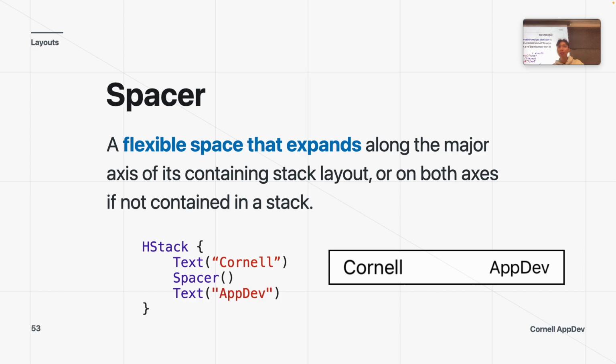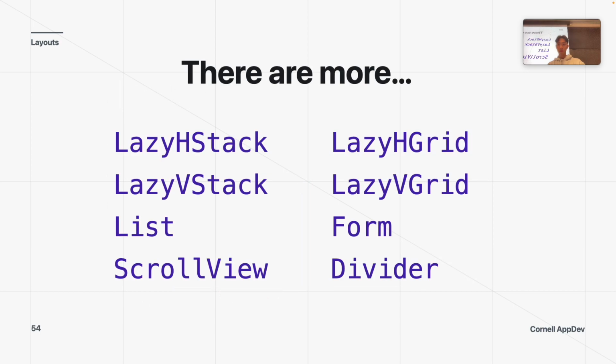And then last but not least, you have a spacer, which allows you to expand your views. So for this horizontal stack, or H-stack, if I want to add a space between Cornell and AppDev, I can just put the spacer element. What it does is that it spaces everything in between the two texts. And there are a bunch more different stacks, different views, that you can use to lay out your subviews.